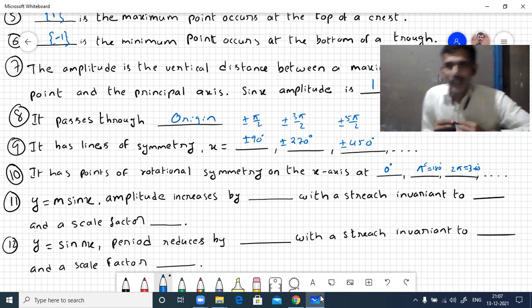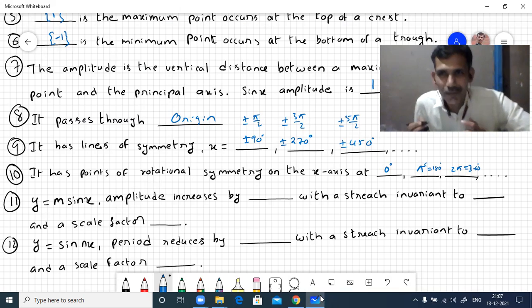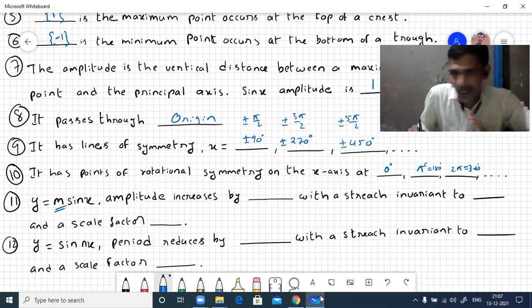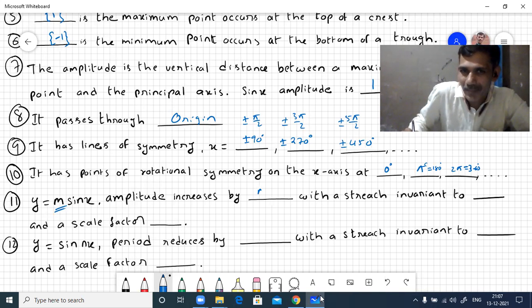Now the challenging part will come. What happens if you multiply the sine x graph with some constant m? Here the period will not change. Amplitude will increase by m times.